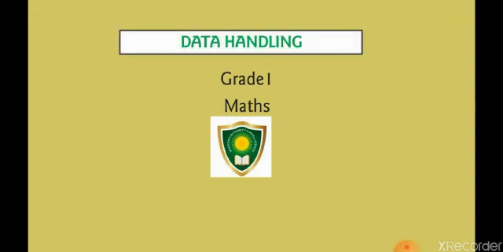And this is your grade 1 maths. The chapter is data handling. So now you are going to learn about some basics of data. Shall we move on to the chapter?